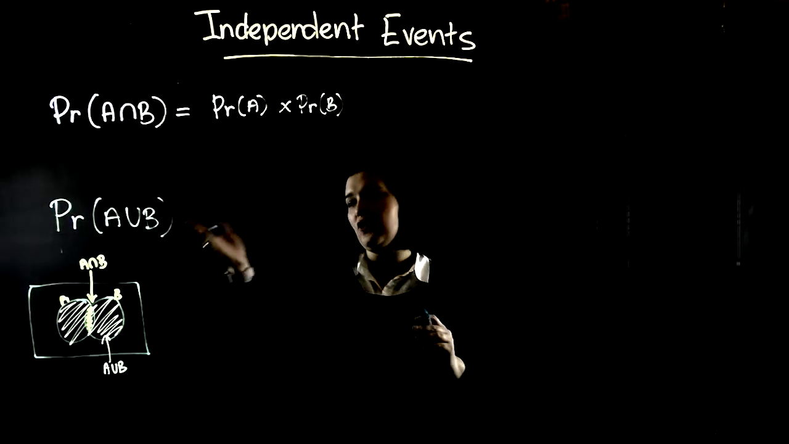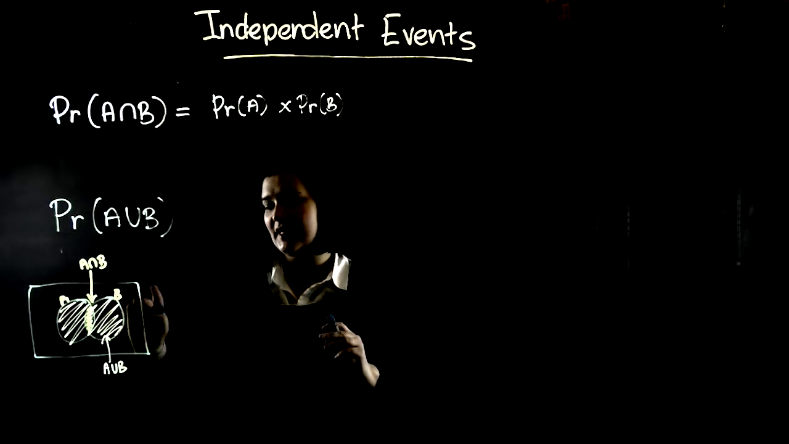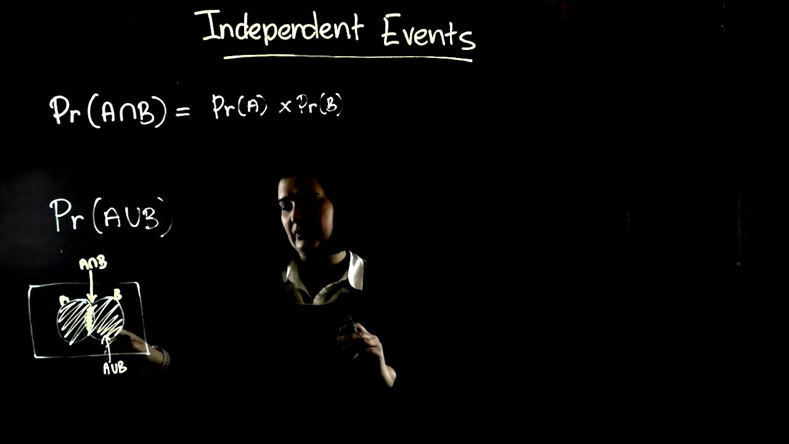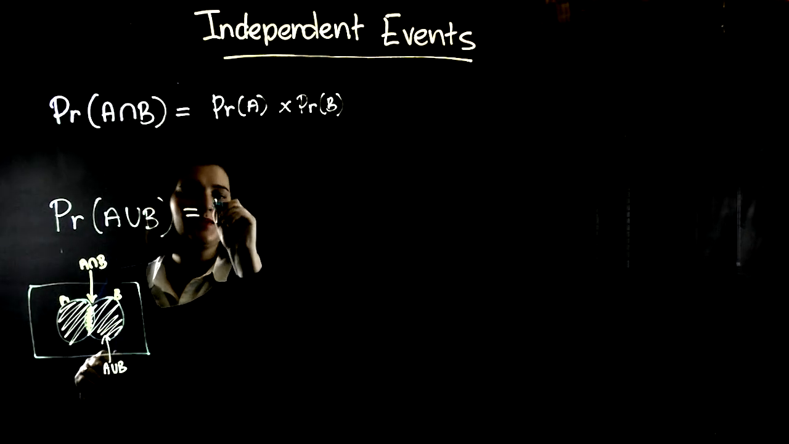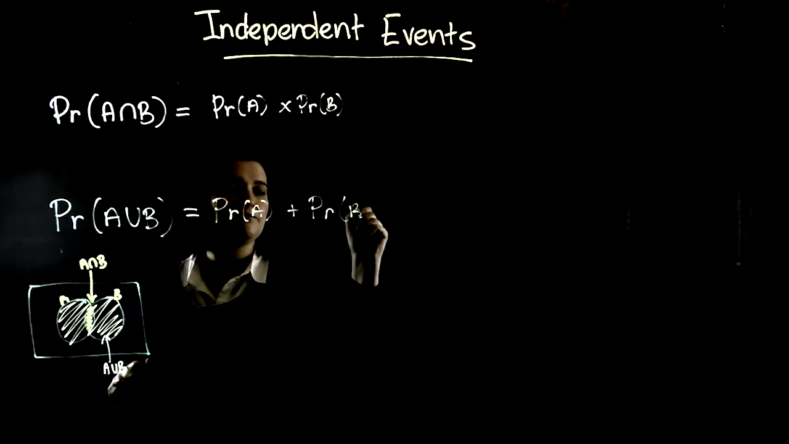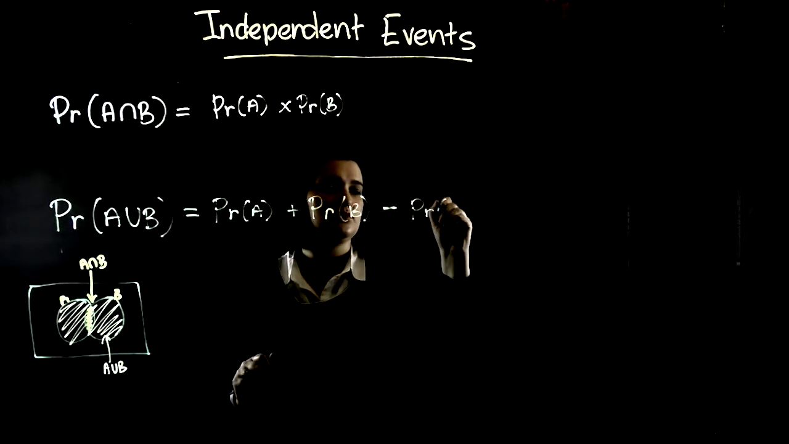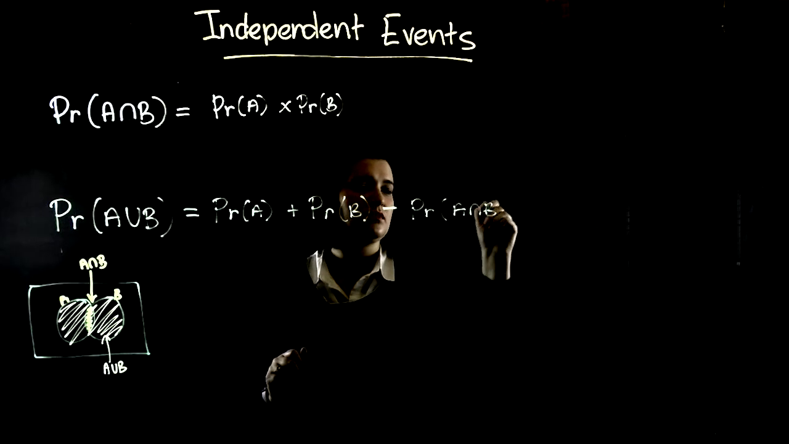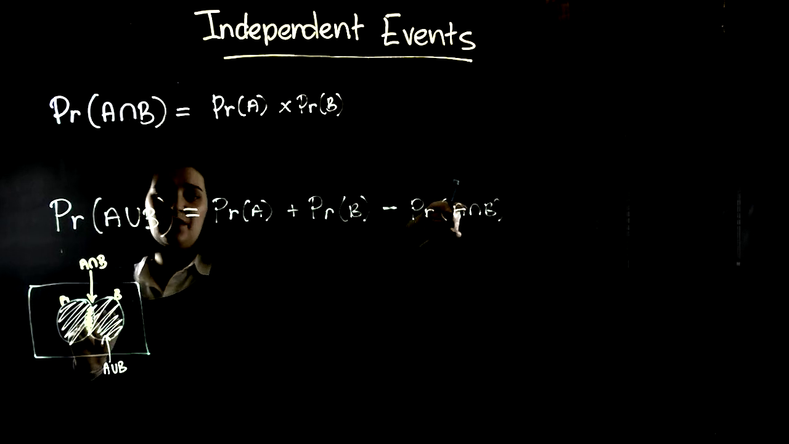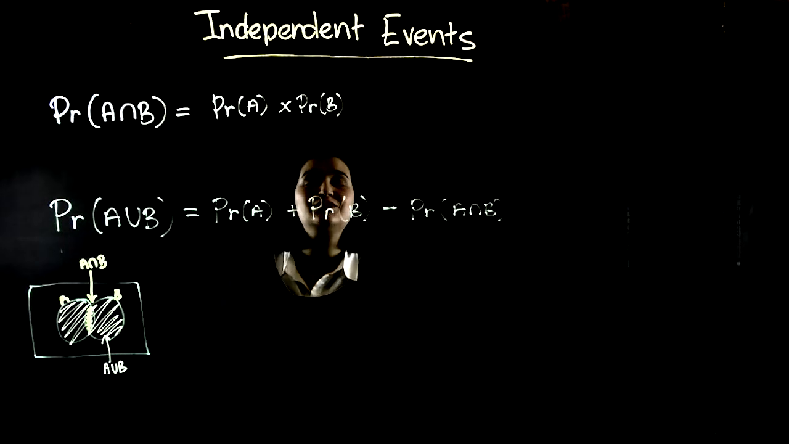The probability of A or B, I have to think about, well, it's the probability of A and it's the probability of B, but what I've done there is I've double counted this middle section. So I'm adding the probability of A plus the probability of B, and I'm subtracting A and B, because that middle section is counted in both A and B, so I've counted it twice. If I take away one, what I'm left with is that whole region. So that's how you find probabilities for independent events.